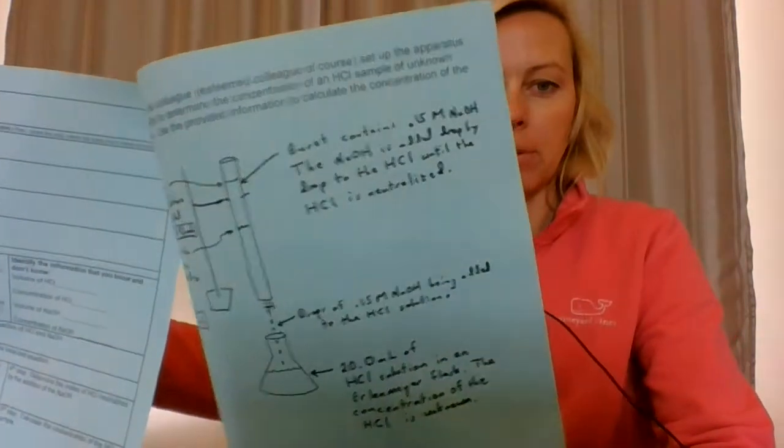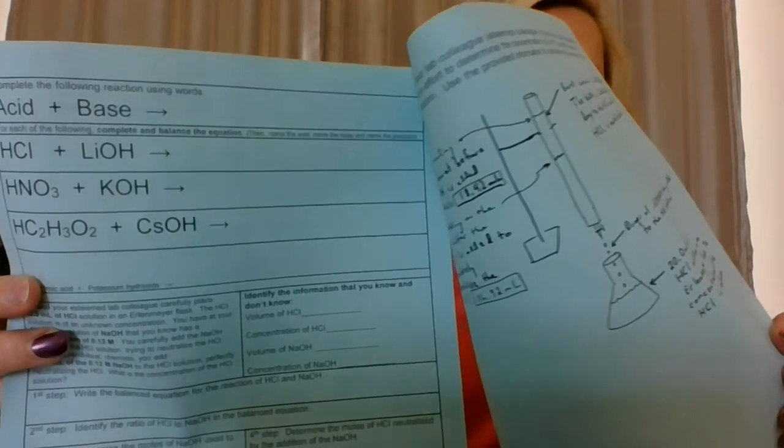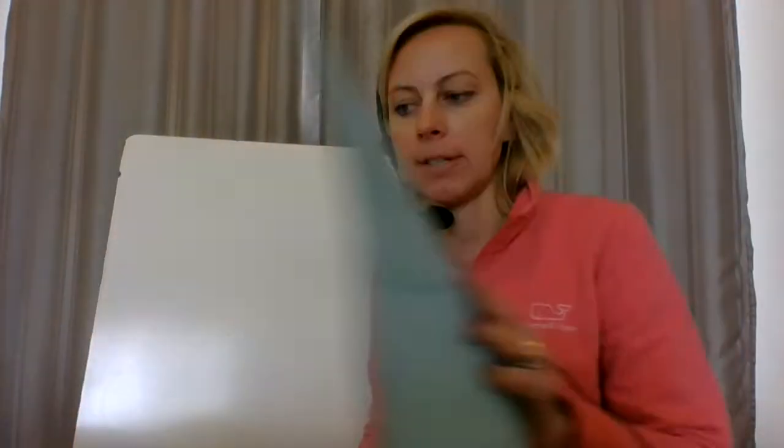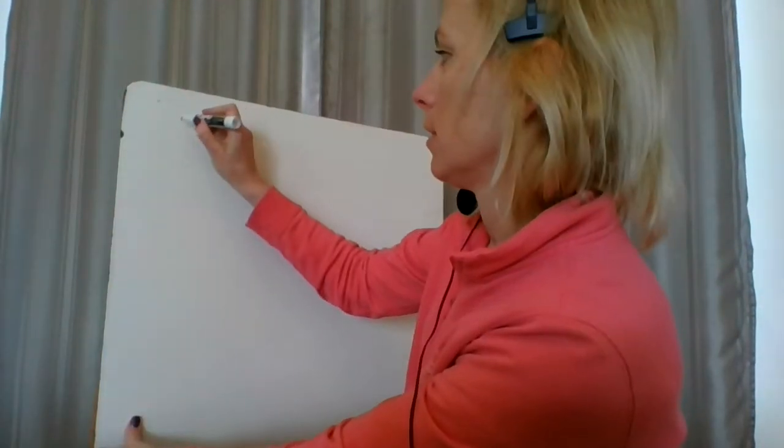And then there's an example of an actual titration. And then we have some basic information on this page as well. So we're going to go over that, completing the acid-base reactions. We're going to start with that. So an acid and a base produce a salt and water. So we can start with this.